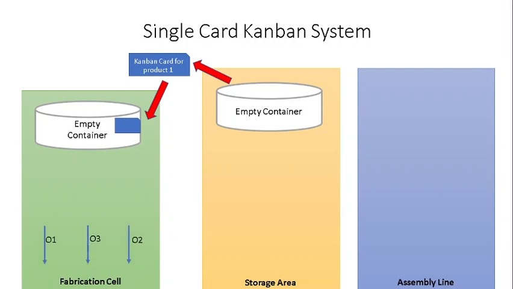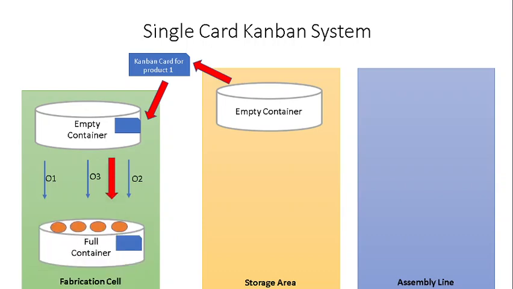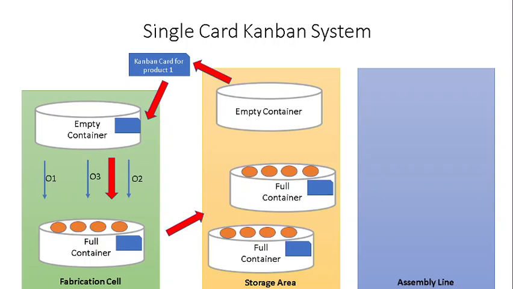In the fabrication cell, we can find some operation lines. Each line takes some containers and fills them with the spare parts that are required. So the fabrication cell is filling the containers with the parts that are necessary in order to continue the process. As soon as they fill the containers, they pass them to the storage area to be available for the assembly line.